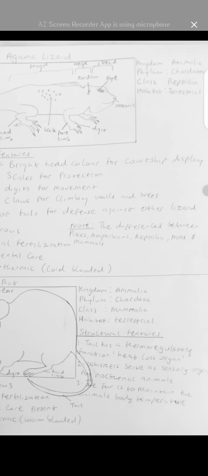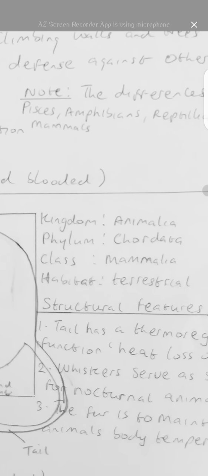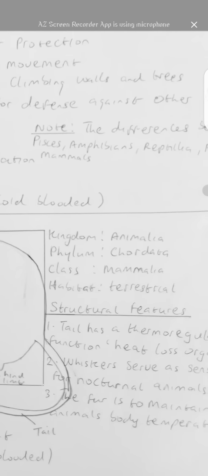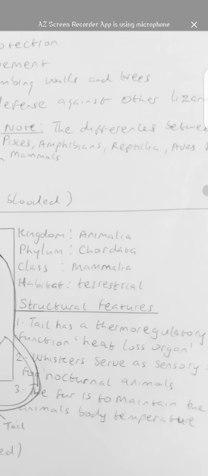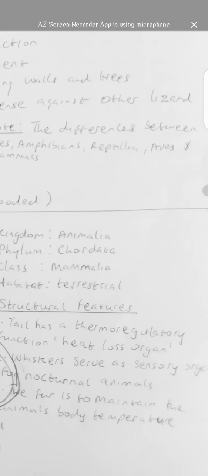Okay, so let's go to it. Kingdom Animalia. The phylum Chordata. Class Mammalia. This is the only mammal in the equation. Habitat: terrestrial. Okay, so structural features. Number 1, the tail has a thermoregulatory function, that is, it is a heat loss organ.